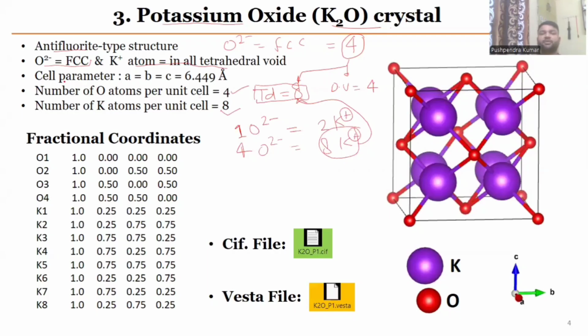The cell parameter corresponding to this crystal: it is also a cubic unit cell, so a equals b equals c, which is equal to 6.449 angstrom. This is the CIF file corresponding to this crystal. These are the fractional coordinates, and this is the CIF file, and this is the Vesta file. We can also find out the coordination number: since the potassium ion is present in the tetrahedral void, its coordination number will be 4.